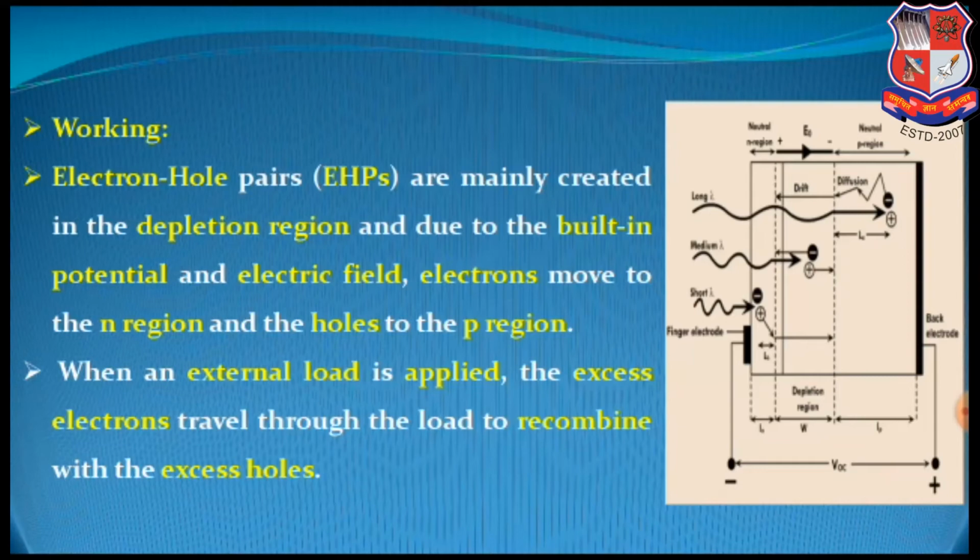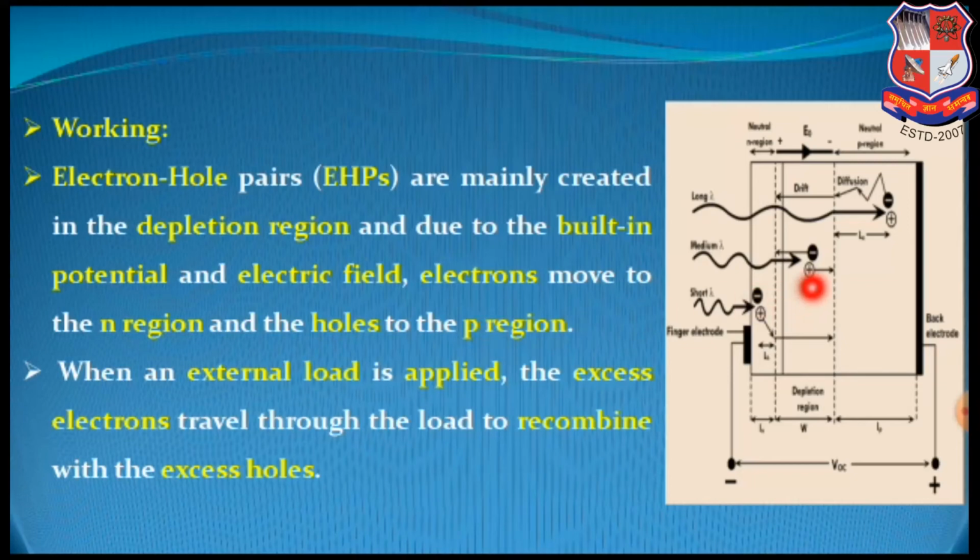Basically, when light waves are incident on the PN junction diode, first of all there is a generation of electron and hole pairs. You can see here, this is the electron and this is the hole. Electron hole pairs are mainly created in the depletion region, neither in the N region nor in the P region. In the in-between junction, the electron hole pairs are created, and due to the built-in potential and electric field, electrons move to the N region and the holes to the P region.